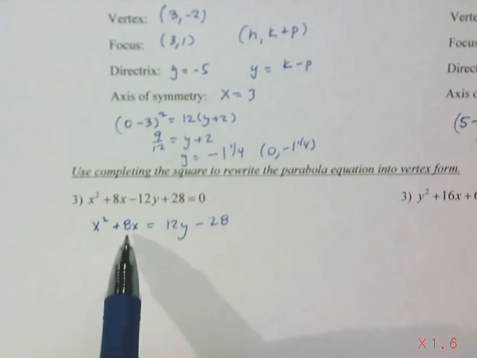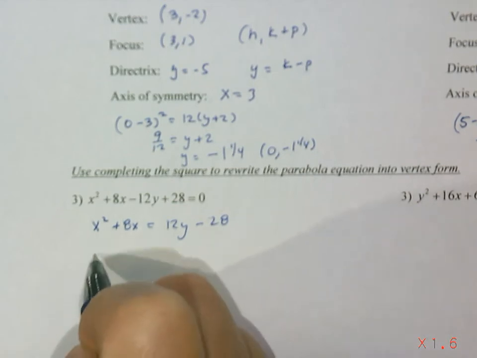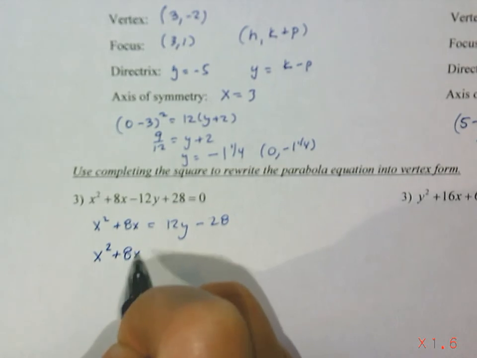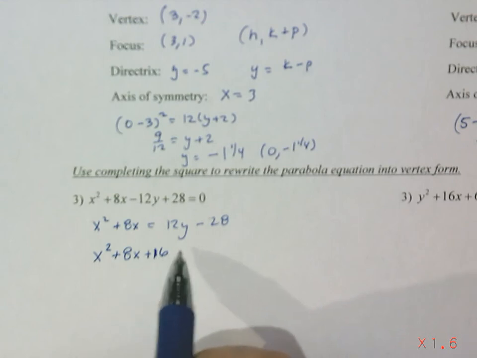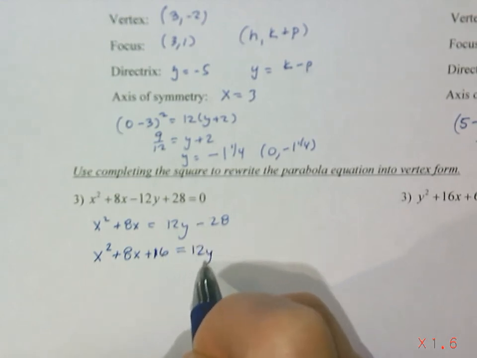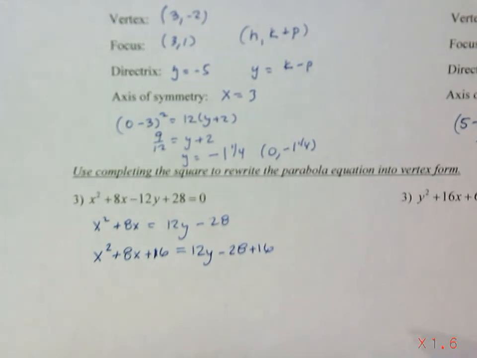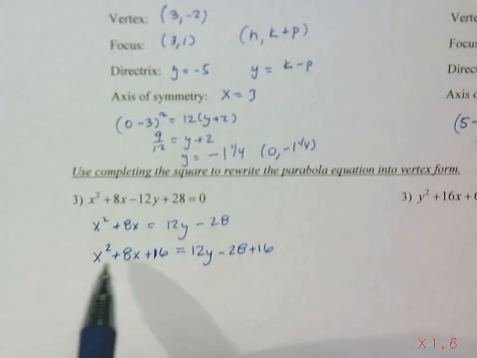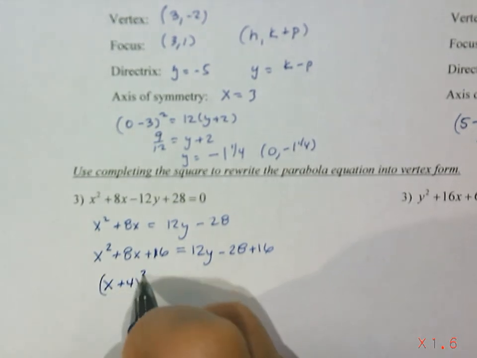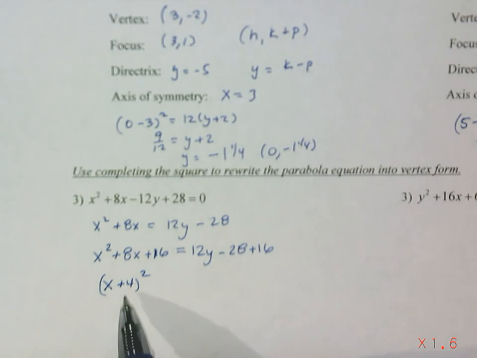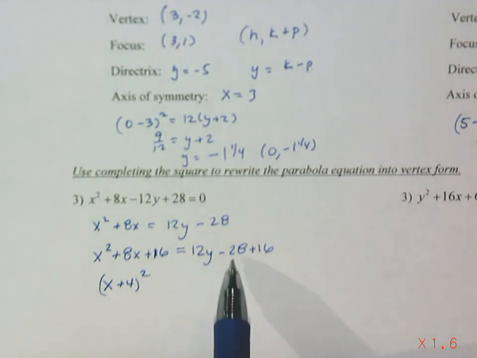Well, if I take half of 8, which is 4, and I square it, I get 16. So I'm going to change this to x squared plus 8x plus 16. If I add 16 to the left-hand side, I have to add 16 to the right-hand side to balance my equation. This now factors as a perfect square. It will factor into x plus 4 quantity squared. And you can check this by taking this x plus 4 twice and multiplying it out and see what happens.